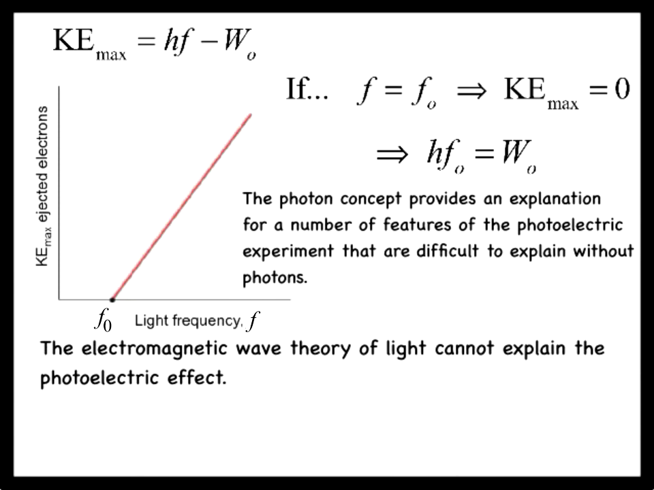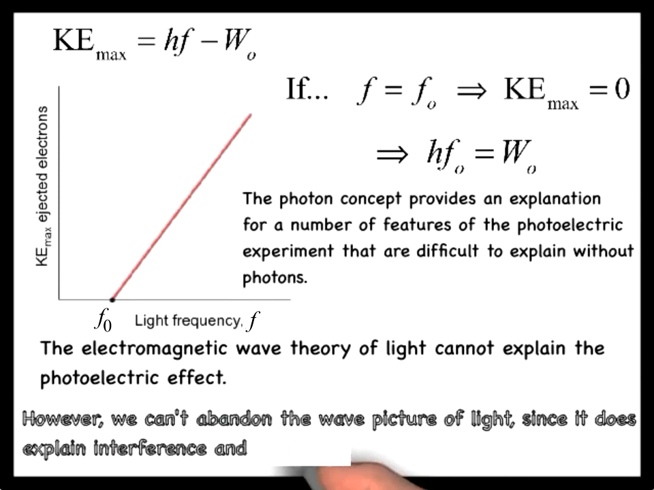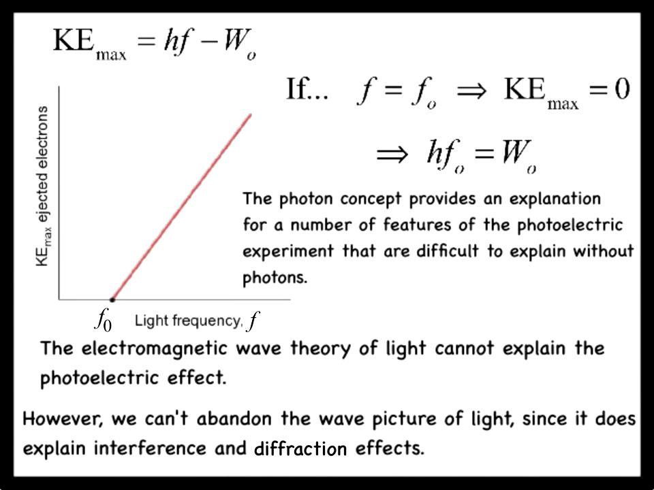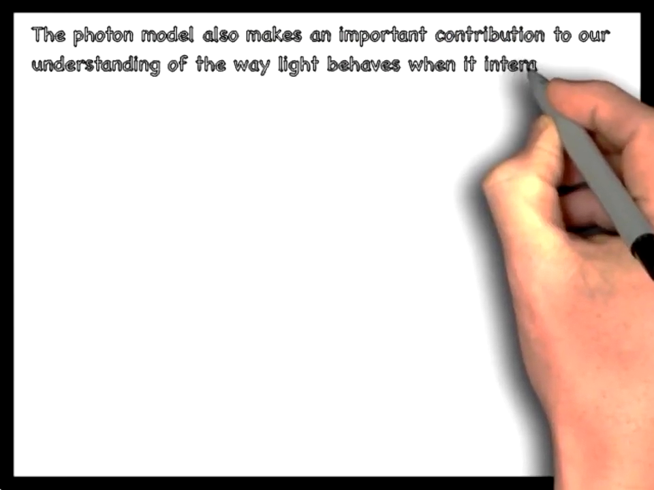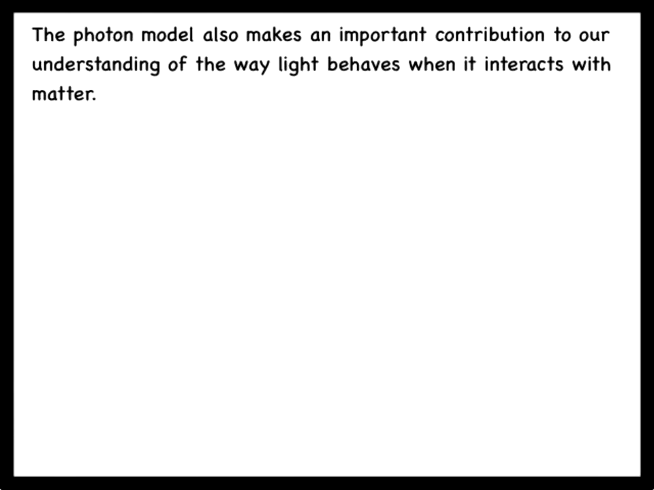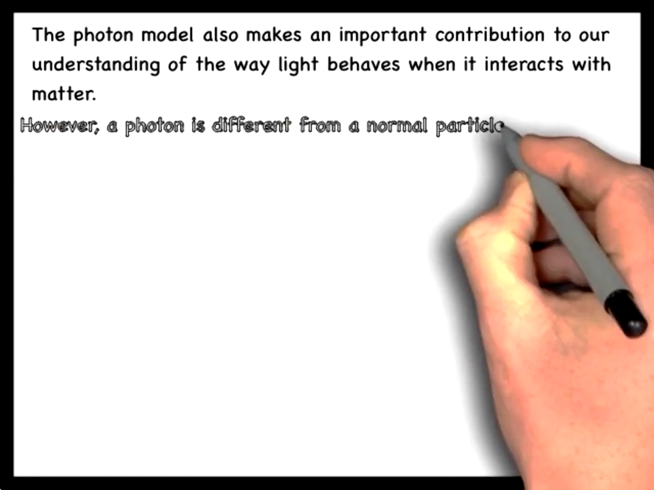The failure of the wave model of light to explain the photoelectric effect does not mean that the wave model should be abandoned. After all, it correctly describes interference and diffraction effects. However, we must recognize that the wave model does not account for all the characteristics of light. The photon model also makes an important contribution to our understanding of the way light behaves when it interacts with matter. However, a photon is different from a normal particle.